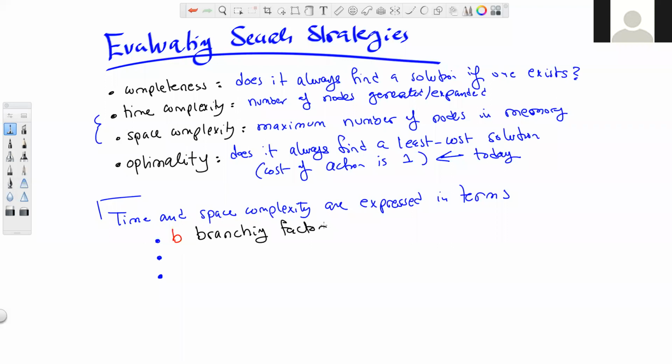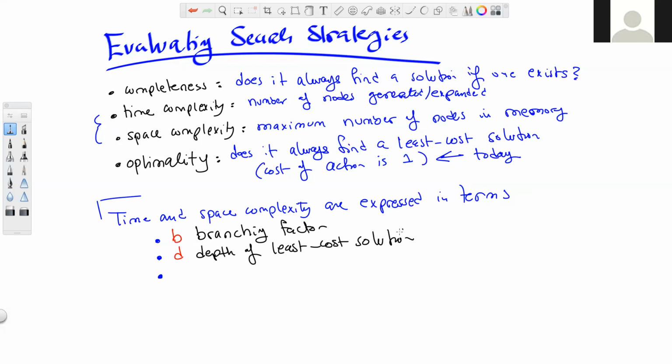The depth of a solution, fantastic, yes. We're going to use D for that. Now, I need you to be a little more specific here. You say the depth of a solution, but there may be multiple solutions. Okay, the depth of the optimal solution, thank you. So D is the depth of the least cost solution. Okay, there is one more.